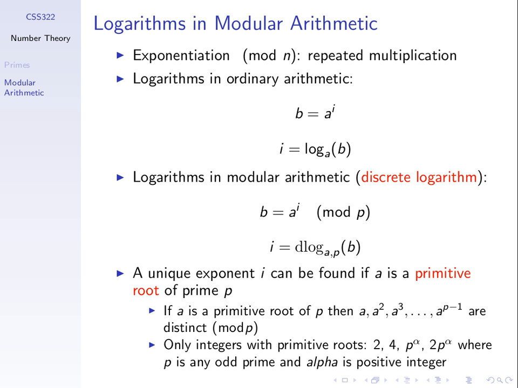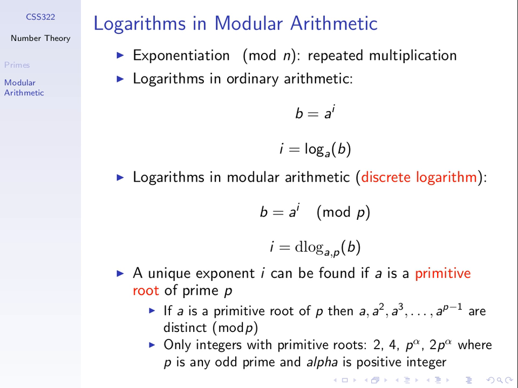In modular arithmetic, we have the modulus as well. If b equals a to the power of i mod p, then i equals the logarithm in base a mod p of b. So we've just introduced this mod p, and when we write down the logarithm, we include the p as a second parameter here. Logarithms in modular arithmetic are called discrete logarithms. You'll sometimes see it written as d-log for discrete logarithm, to distinguish. So this is the way to write the discrete logarithm.